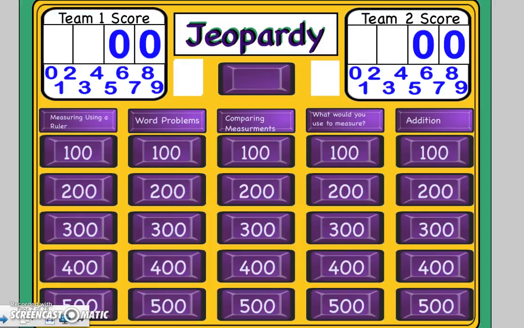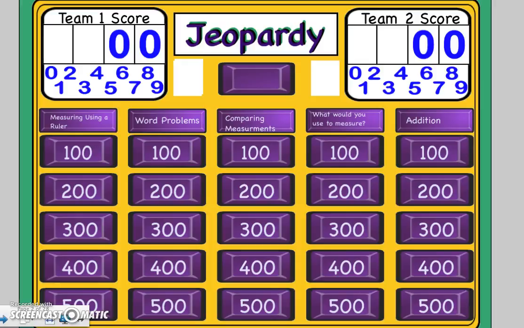We typically use Jeopardy to review end-of-unit content, such as review of math skills and concepts before the post-assessment. This particular unit, we were reviewing skills related to measurement. As you can see at the top of the board, we have 5 categories: measuring using a ruler, word problems, comparing measurements, what would you use to measure, so more real-life application problems, and addition problems. A lot of the problems, you should know, have questions and visuals related to autumn activities such as pumpkins or turkeys, since we were reviewing this unit in the fall.